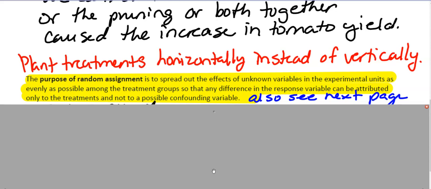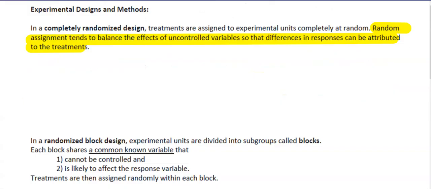The purpose of random assignment is to spread out the effects of unknown variables in the experimental units as evenly as possible among the treatment groups so that any difference in the response variable can be attributed only to the treatments and not to a possible confounding variable. If we move to the next page, we'll see a little bit more about the purpose of random assignment, said slightly differently here. Random assignment tends to balance the effects of uncontrolled variables so that the differences in the responses can be attributed to the treatments.